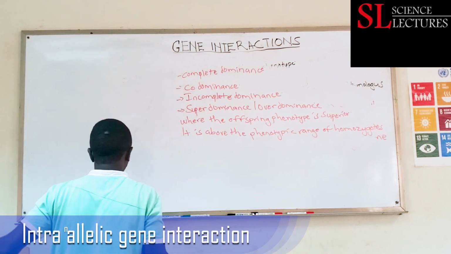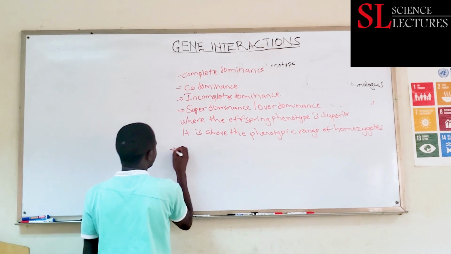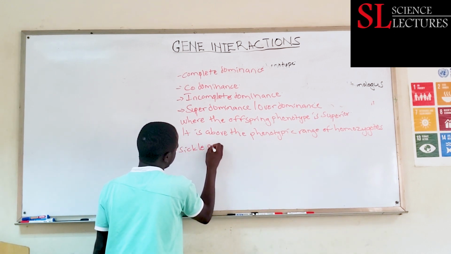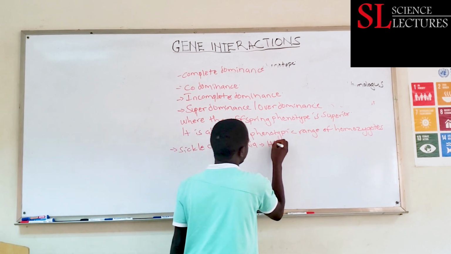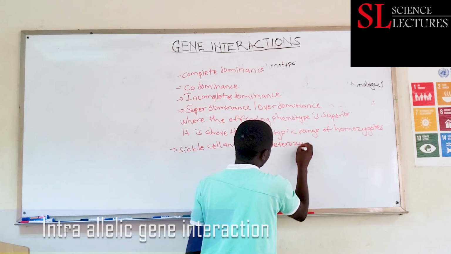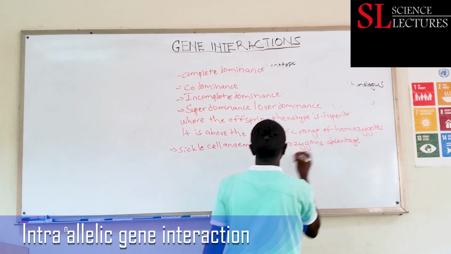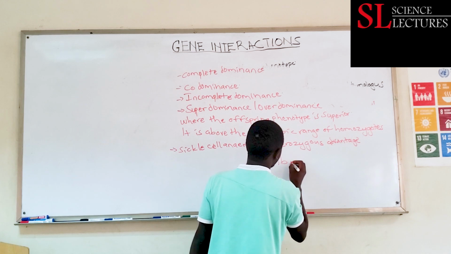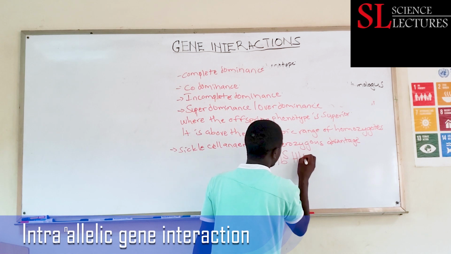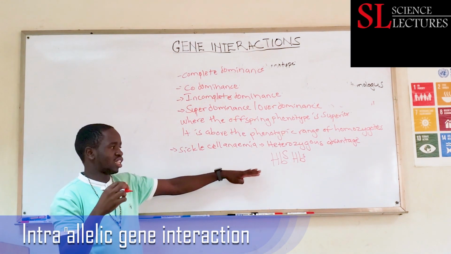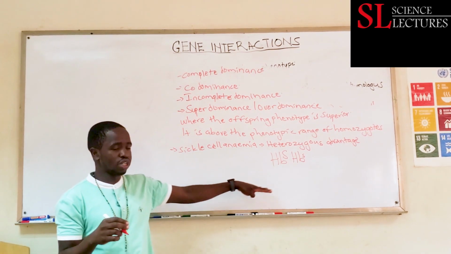I want us to look at some examples under superdominance. The first one is sickle cell anemia. When we were discussing codominance, we talked about heterozygous advantage. Individuals who are heterozygous for sickle cell anemia, especially in the tropics, have the heterozygous advantage, and their chances of being infested by the malaria parasite are low, because of the results that we gave.